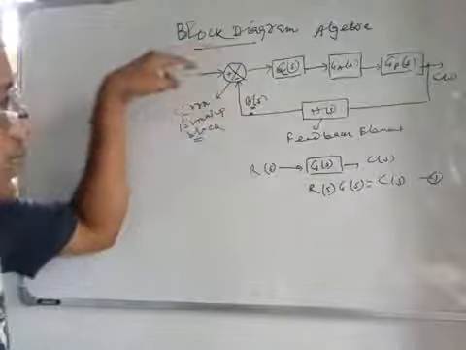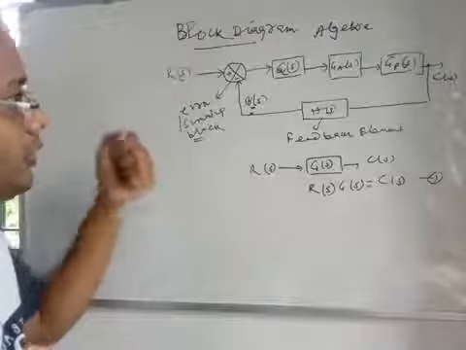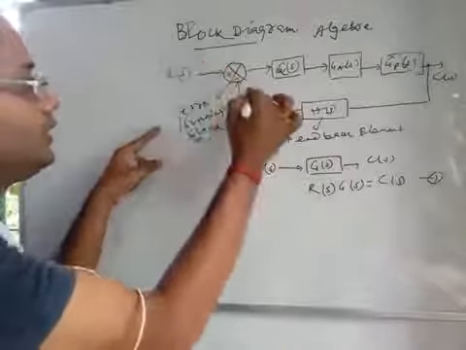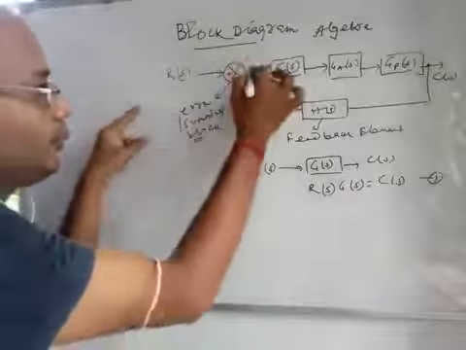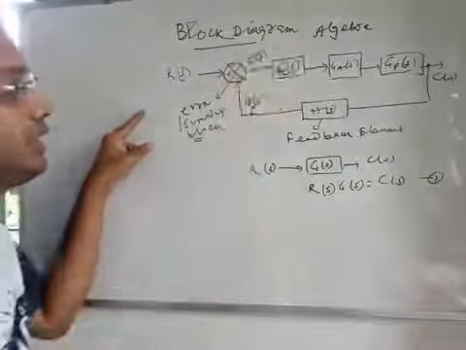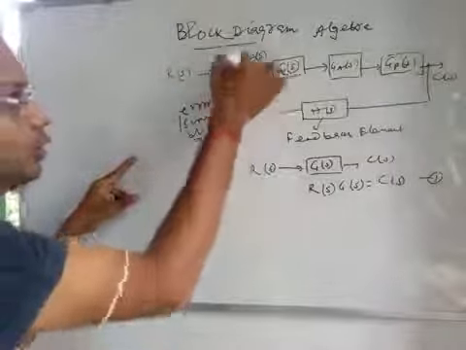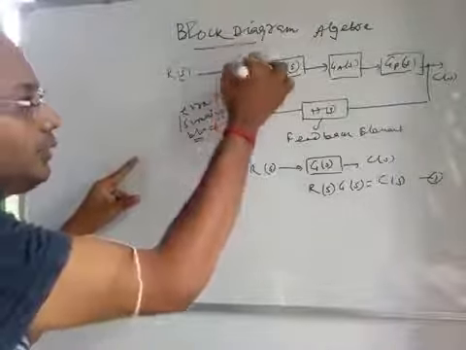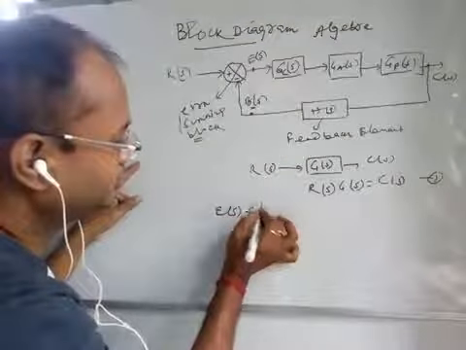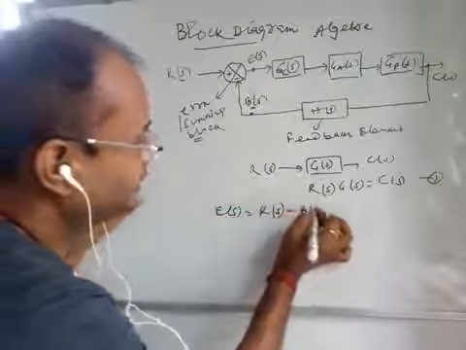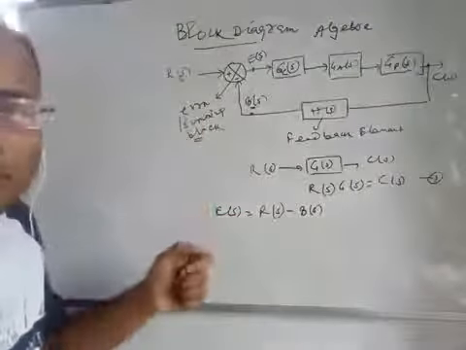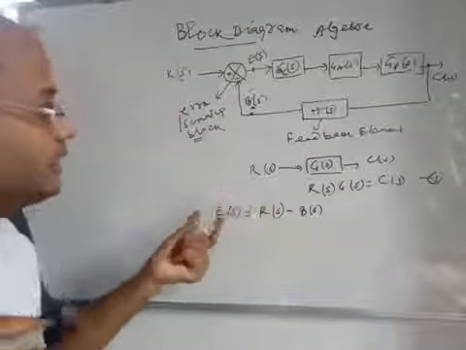So this is the error block or summing block. Its purpose is to compare two signals: R(S) with B(S), right? So the error signal is generated. What is this error signal? This is E(S). According to the rule of the summing block, E(S) equals R(S) minus B(S), so R(S) minus B(S) is your error signal E(S).